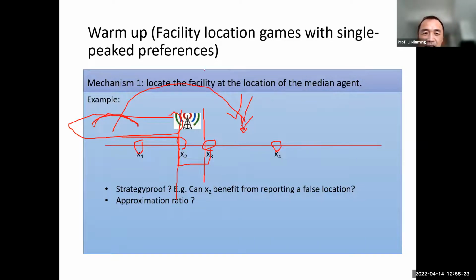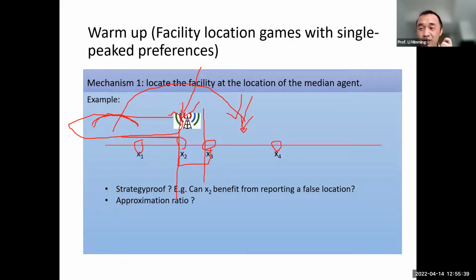So the question is, I place a median agent. This mechanism is also for max cost. What kind of approximation can be achieved? Basically, again, no one can cheat. In the max situation, no one can cheat. And the ratio is 2.